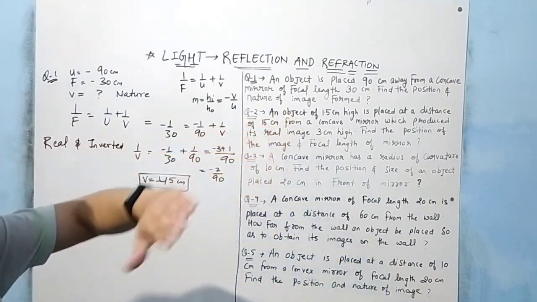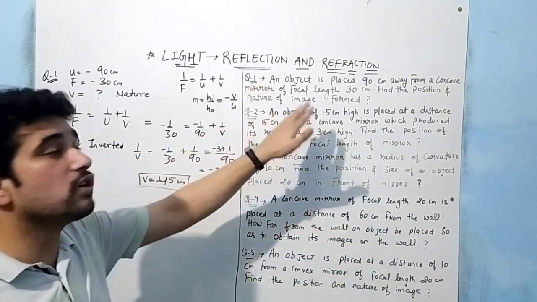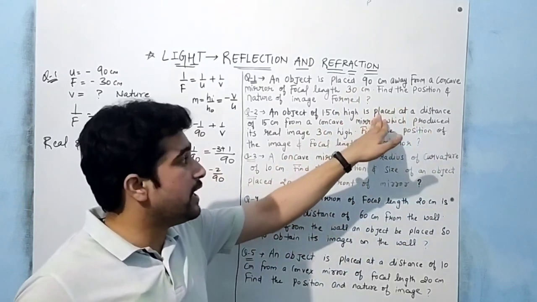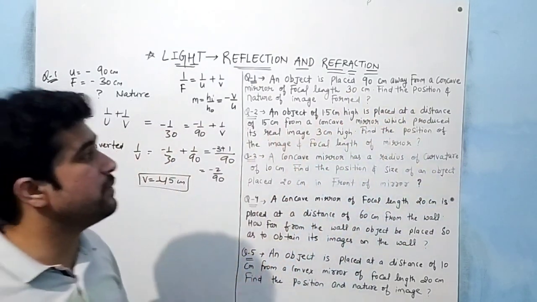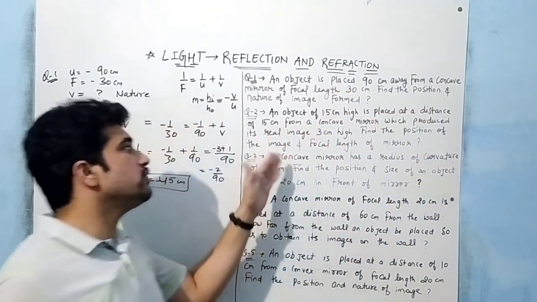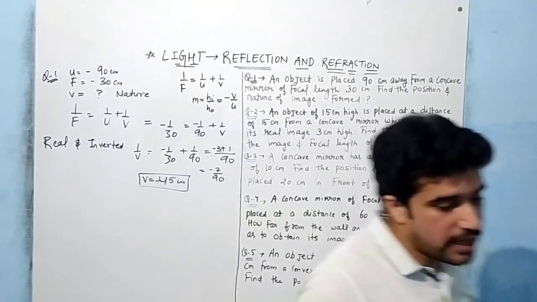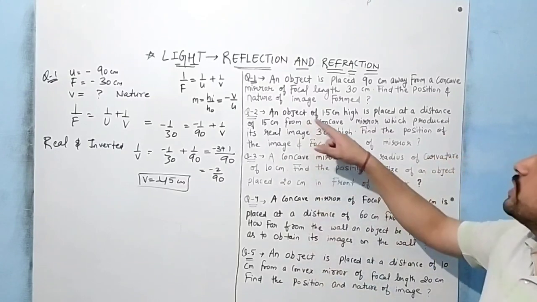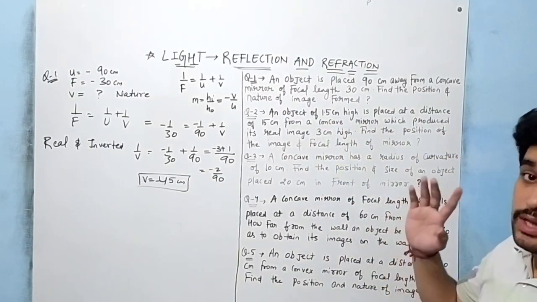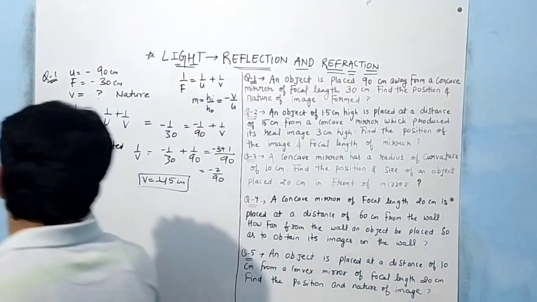We will move to the second numerical, that is an object of 1.5 centimeter high is placed at a distance of 15 centimeter from a concave mirror which produces its real image 3 centimeter high. In the question, they have given to you that an object of 1.5 centimeter, the height of an object is given over there.